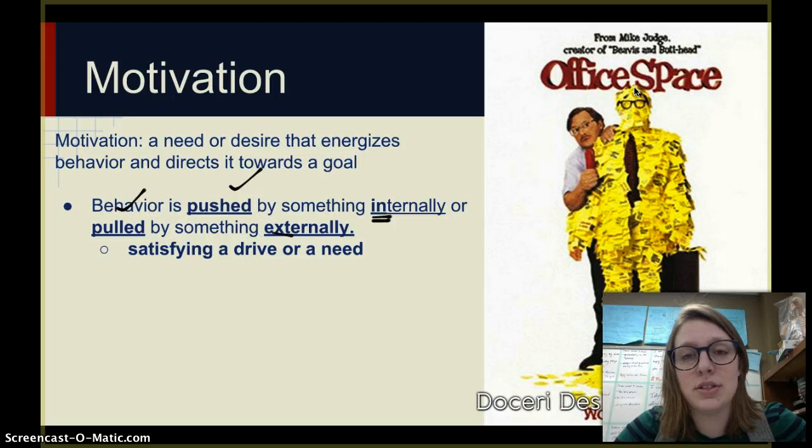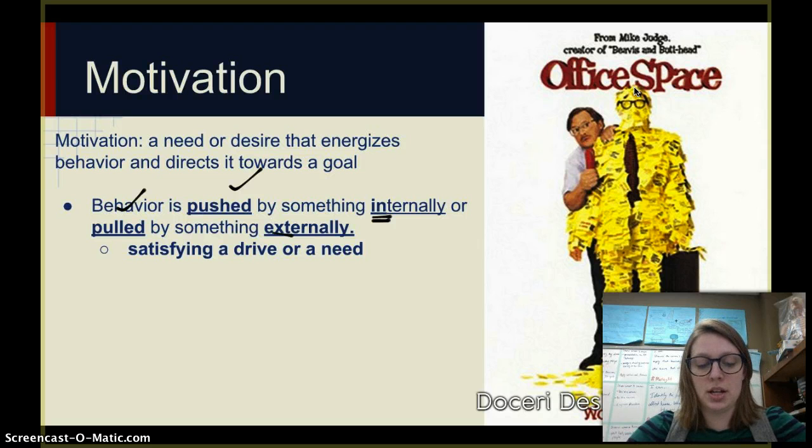This should make a lot of sense to you, right? Someone else is outside of your body. They're pulling you to get you to go somewhere with them, right? Something inside your body is driving you towards it, pushing you towards it. This should just make sense in your brain, but if it doesn't, let me know. And you're always satisfying a drive or a need.